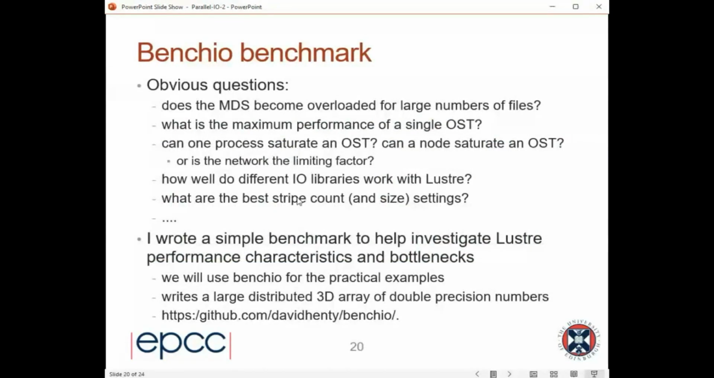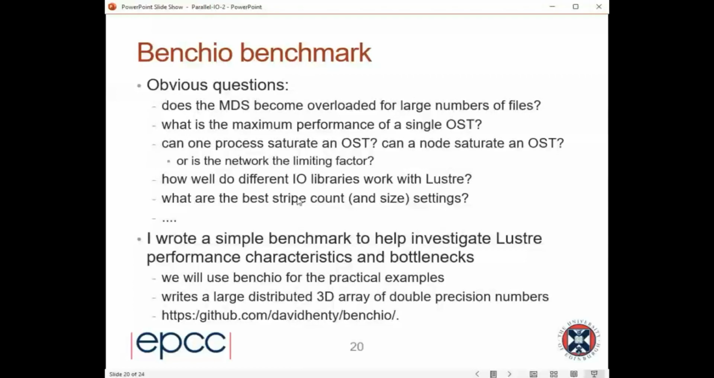So the obvious questions are, if we're opening thousands of files, does the metadata server become overloaded? What's the maximum performance of a single OST? Can one process saturate an OST? Can a node saturate an OST? Is the network the limiting factor? How do different I/O libraries work? What's the best stripe count and size settings? These are all questions you might ask.